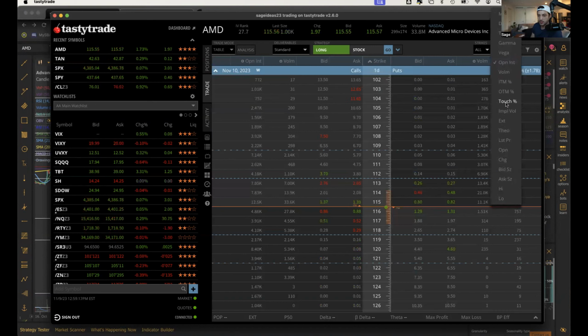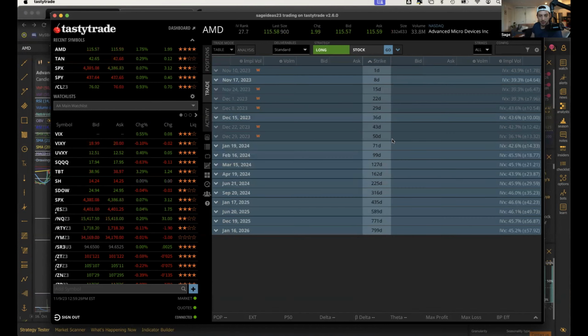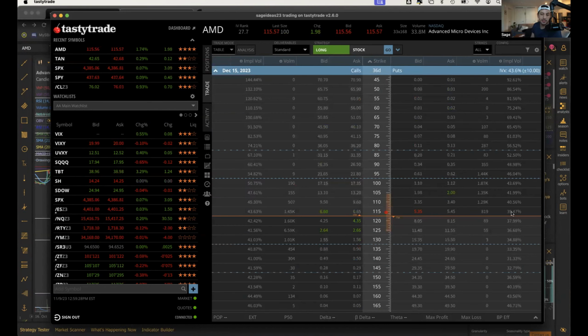That's open interest. Implied volatility. So this is quite high. It is quite high, especially on a stock that's trading at $100. Okay, cool. And for comparative purposes, we'll go to 36 DT. This is still pretty high too. It's still quite high. But let's say I want to buy my calls.